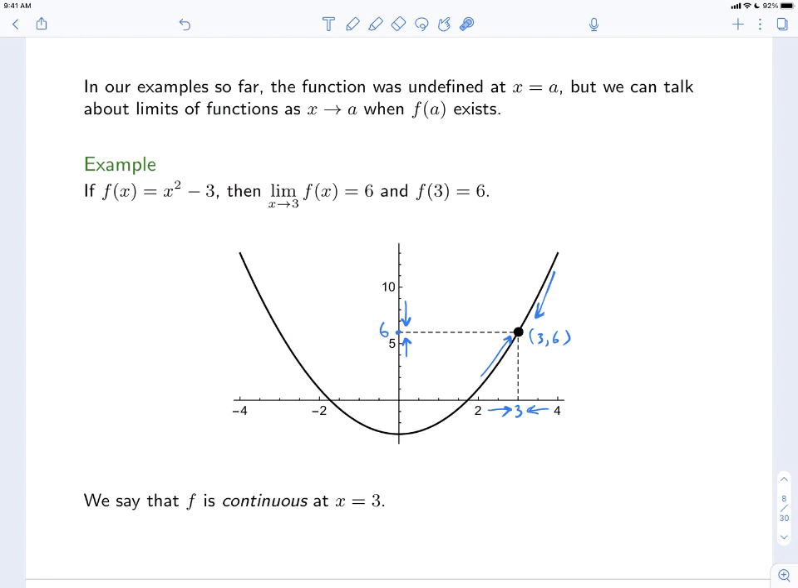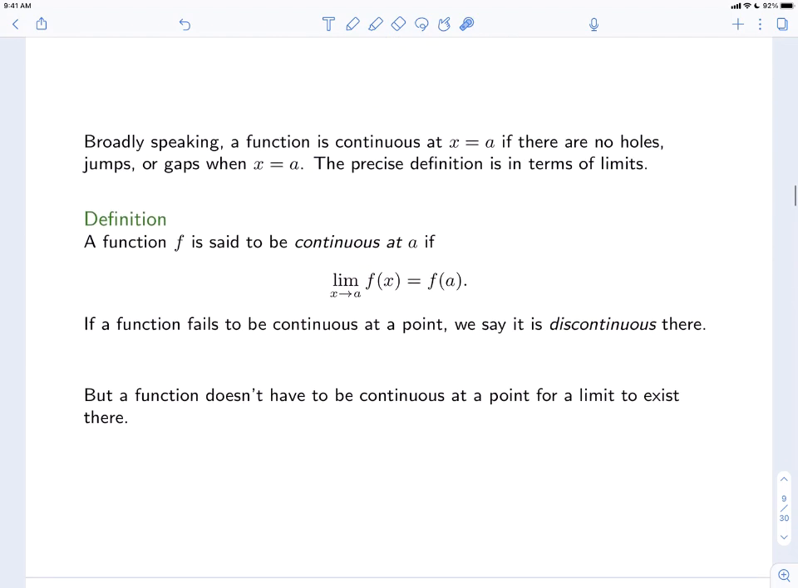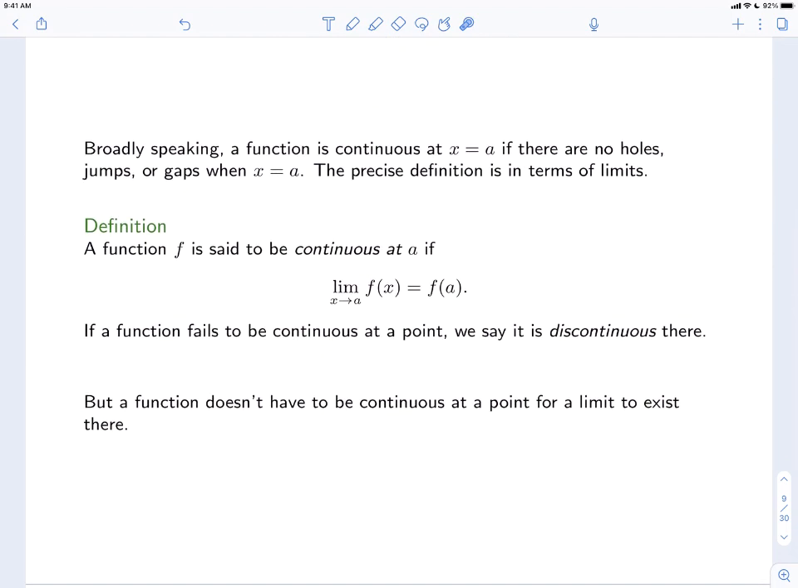Now we say that a function f is continuous at x equals 3 when it has this property. When the limit as x approaches 3 is the same value as the function actually at 3, in that case we say that the function is continuous at x equals 3. Broadly speaking, a function is continuous at x equals a if there are no holes, jumps, or gaps when x equals a. The precise definition is in terms of limits. So a function f is said to be continuous at a if the limit as x approaches a of f at x is equal to f at a.